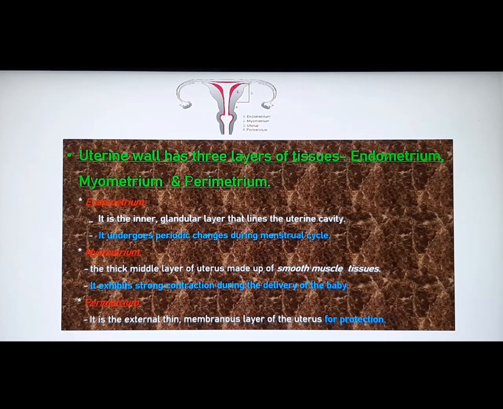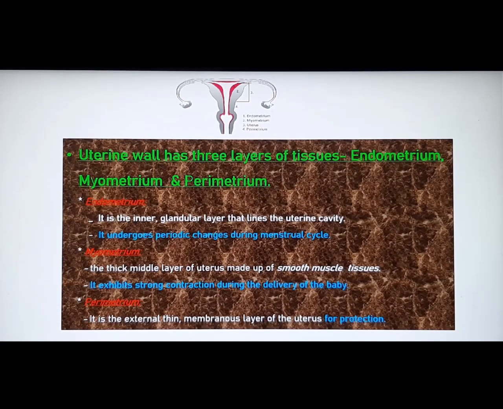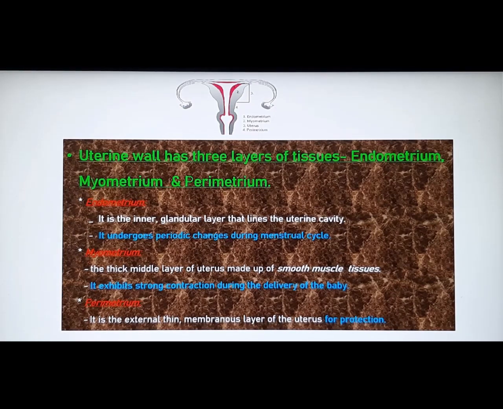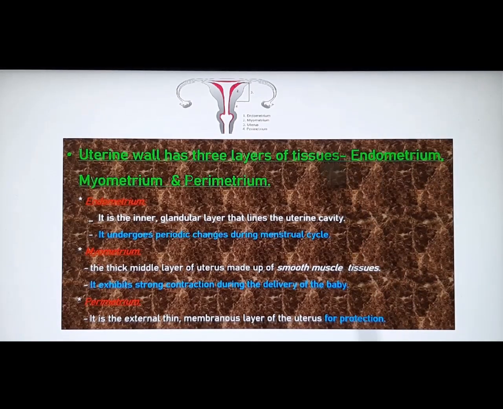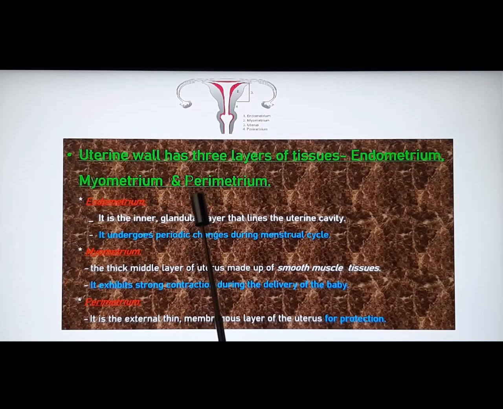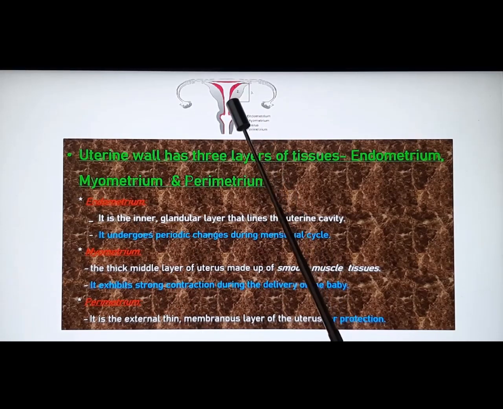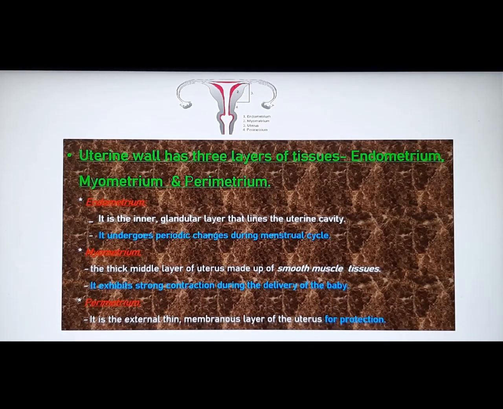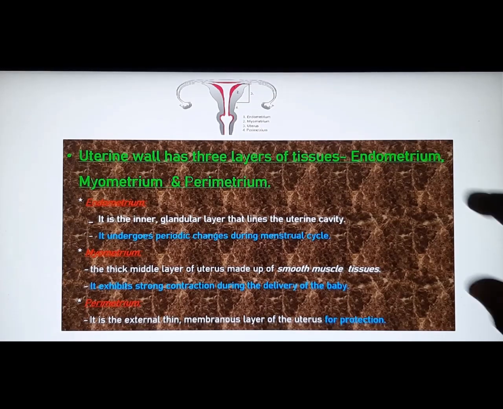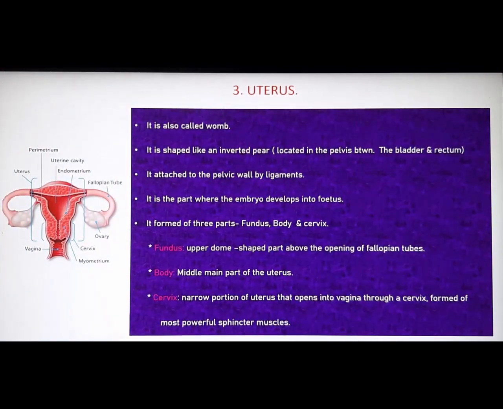The walls of the uterus. The uterus has mainly 3 layers of tissues. The walls of the uterus are made up of 3 types of tissue layers, that is endometrium, myometrium and perimetrium. Endometrium is the inner part, which is glandular, and that is lining the uterine cavity.